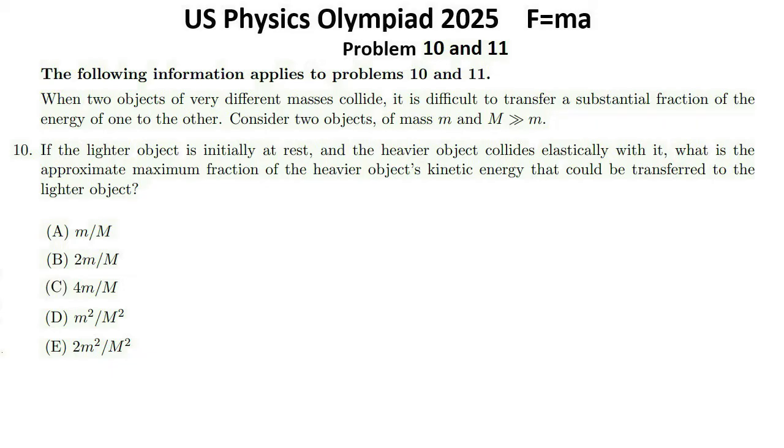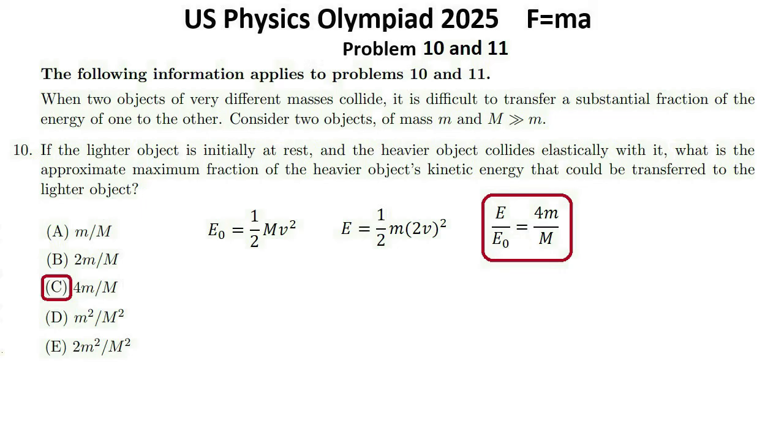Solution for problem number 10. Let the heavier object have initial speed v. It means that its kinetic energy E0 equals 1/2 big M v squared. In such an elastic collision, the final speed of the light object is approximately 2v, so its kinetic energy E is 1/2 small m (2v) squared. Thus the maximum fraction E over E0 is approximately 4 small m over big M, which is answer C. That was the solution for problem 10.